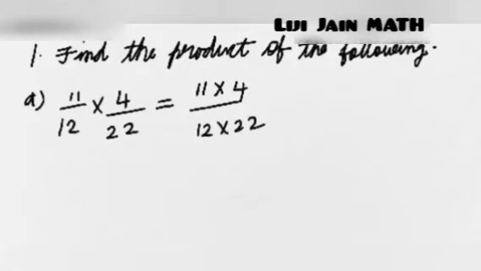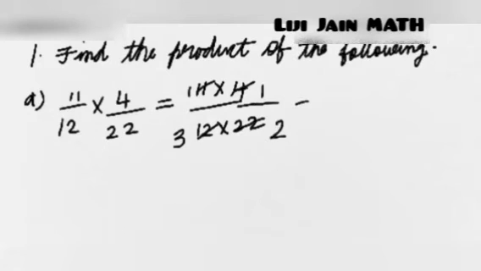Is there any common factor among the numerators and denominators? Yes, we know 4 and 12 can be cancelled by 4 table, isn't it? So how to cancel? 4 ones are 4, 4 threes are 12. And can we cancel 11 and 22? Yes, 11 ones are 11, 11 twos are 22.